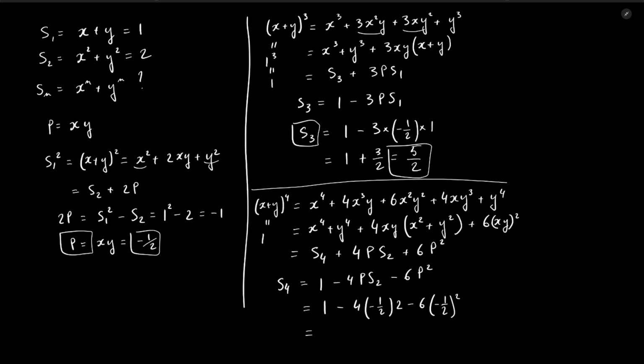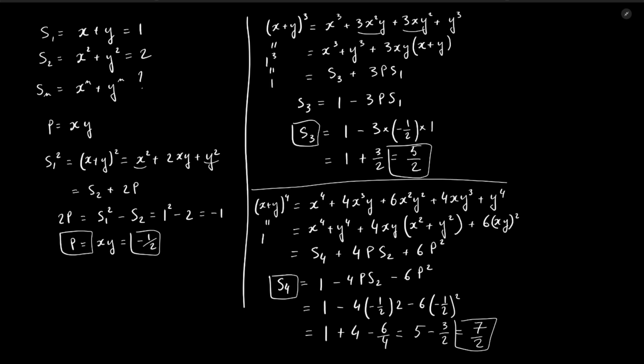S2 is equal to 2 minus 6 multiplied by (1/2) squared. So this is equal to 1 plus 4 minus 1/2 square is 1/4 multiplied by 6. So we have minus 6 over 4. This is equal to 5 minus 3 over 2, which is equal to 7 over 2. And this is what S4 is equal to.